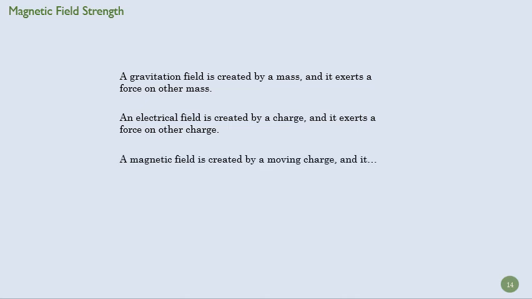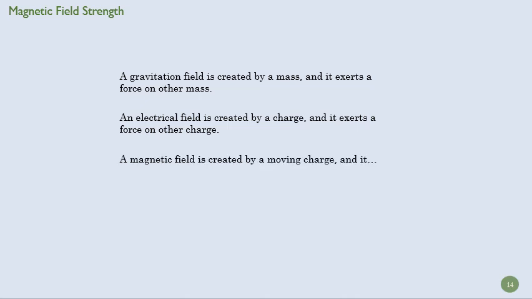So let's start. We know that a gravitational field is created by a mass, and it exerts a force on another mass. In other words, the gravitational field created by the Earth acts on another mass. Okay. Same with an electric field, right? An electric field is created by a charge, and it exerts a force on another charge. Okay. That's our Coulomb's law, our electrostatic force.